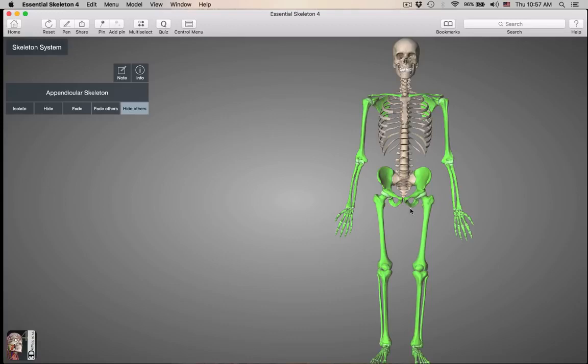So remember, your axial skeleton included the bones of the skull, the bones of the vertebral column, and the bones of the rib cage. So the appendicular skeleton are the bones of the limbs, the arms and the legs, and the bones that connect either the arms or the legs to the axial skeleton. And the bones that connect the limbs to the axial skeleton are called the girdles.